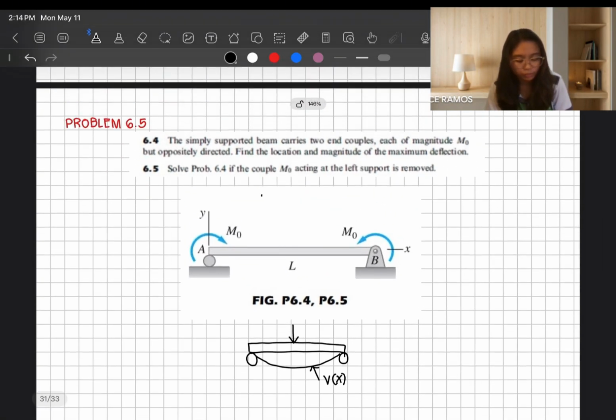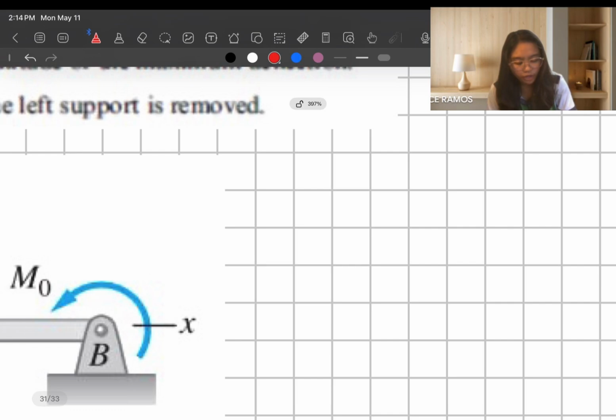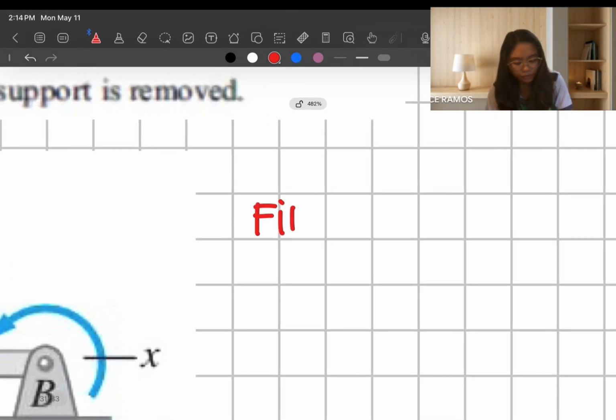So let's go back to our problem. So according to problem 6.5, solve problem 6.4 if the coupled moment acting at the left support is removed. So according to problem 6.4, the simply supported beam carries two end couples, each of magnitude M but oppositely directed. So find the location and magnitude of the maximum deflection. So isulat muna natin yung mga required. So ang mga required natin is yung location at yung ating maximum deflection.